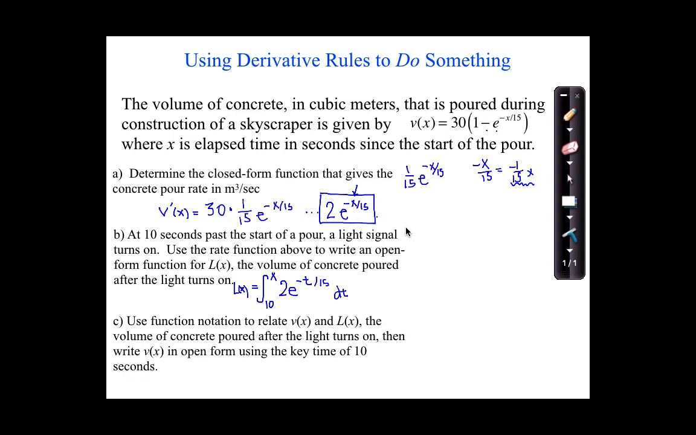But if I want to relate V of x, the function that was given, and L of x, they're only a little bit different, right? V of x is accumulation since time 0, and L of x is accumulation since time 10. So since we're pouring concrete, I can be kind of specific about this. I can say that V of x is going to be more than L of x, right? More by the amount that was poured before time 10, or up to time 10.